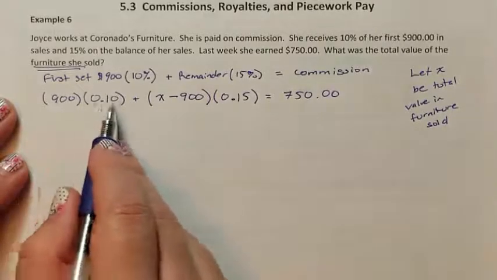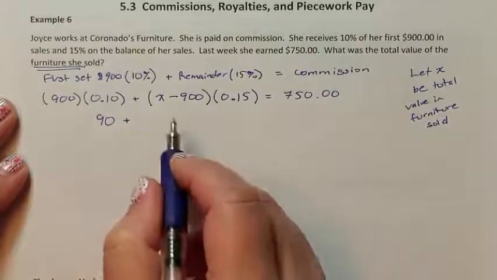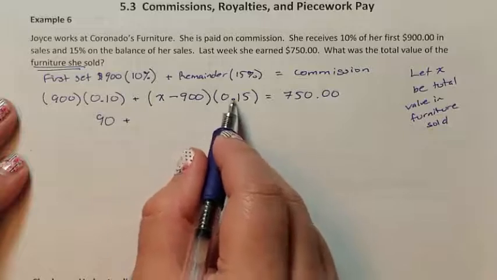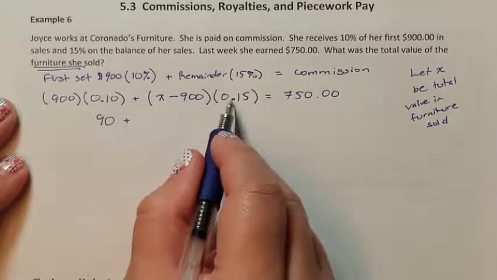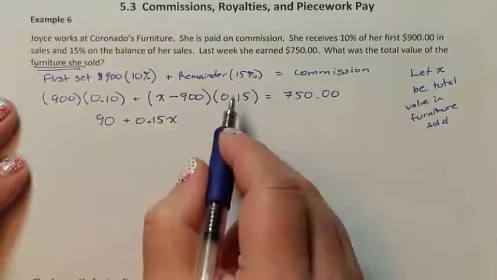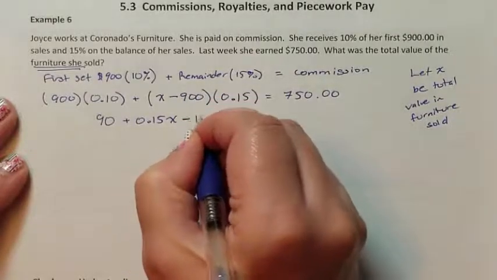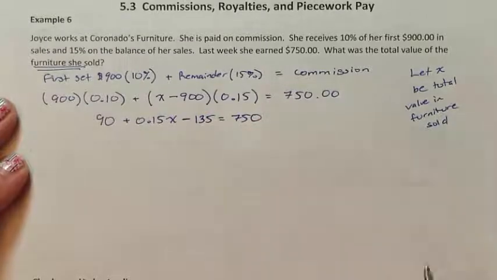So 900 times 0.10 is 90. Add that to a parenthesis being multiplied to a parenthesis. So we have to use the distribution method. So 0.15 times x is 0.15x. 0.15 times a negative 900 is a minus 135. This gives us the $750 total.